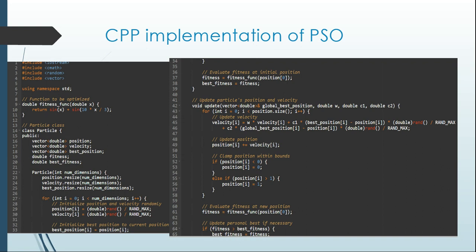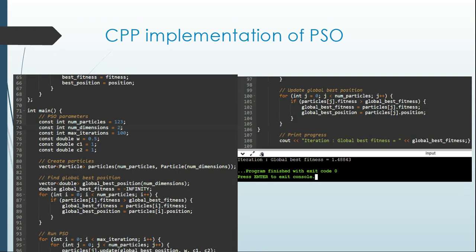Now we'll see the C++ implementation of particle swarm optimization. First we'll create the particle class and then we'll initialize position and velocity randomly. After that, we'll initialize the best position to the current position. Now we'll evaluate fitness at the initial position. We'll update the particle's position and velocity. We'll update velocity, and then update position in the ith iteration. Now we'll evaluate fitness at the new position.